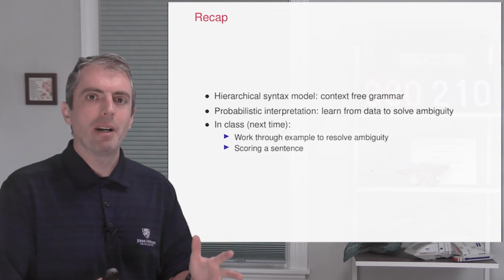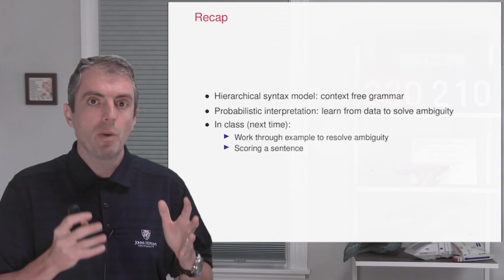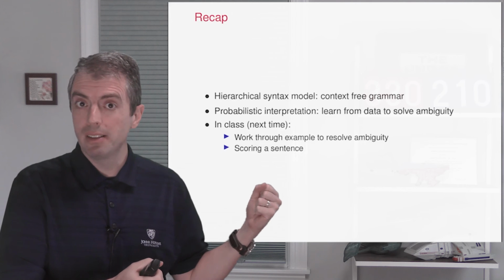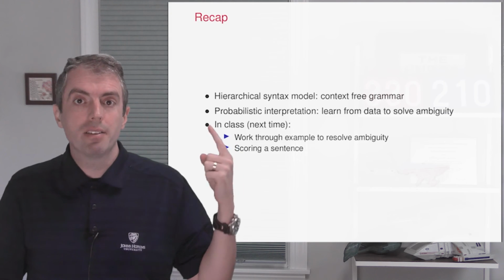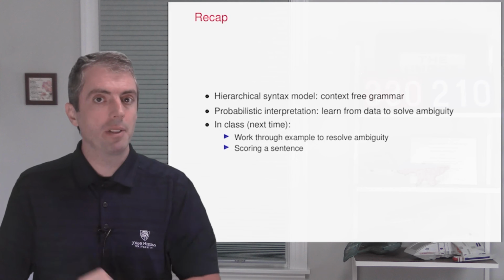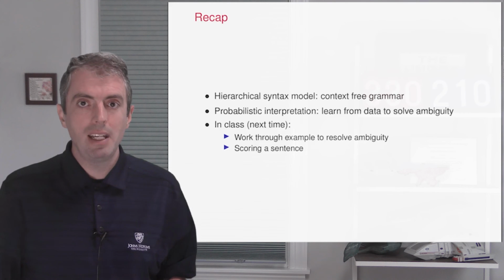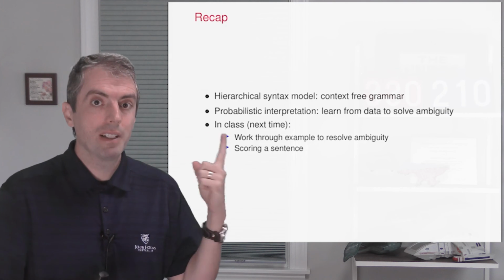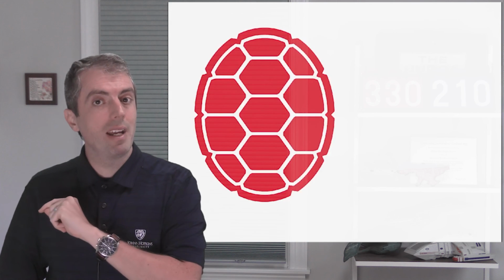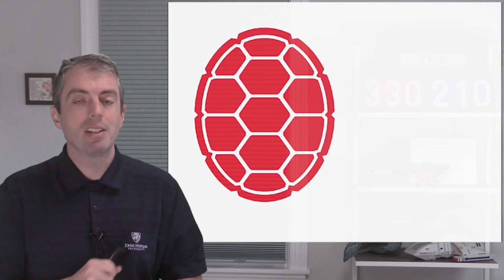To recap, we talked about a hierarchical syntax model called a context-free grammar. We extended that with a probabilistic interpretation so that you could take a large corpus of parses, estimate parameters from that, and then solve the problem of detecting whether a sentence is grammatical and which interpretation, if it's ambiguous, you should prefer. So now you have all the tools you need to help a computer figure out whether a sentence is grammatical or not. But this isn't the only way that you can do parsing. There are other major alternatives, the most prominent of which is dependency parsing.